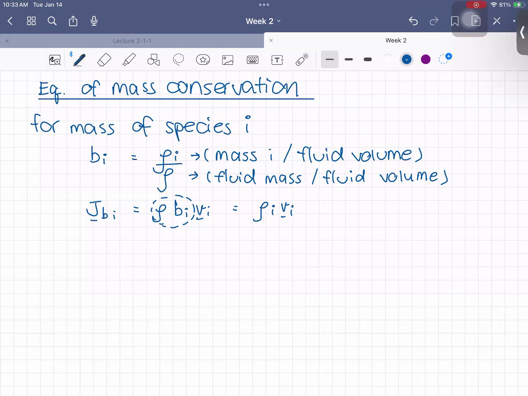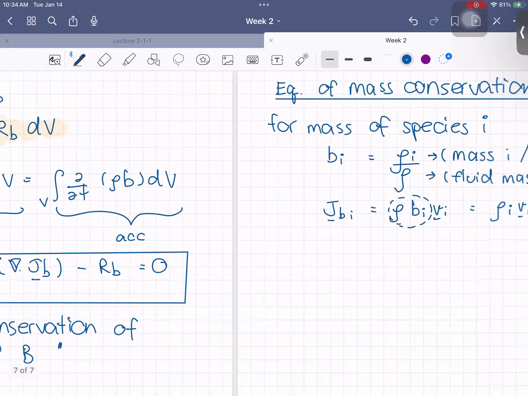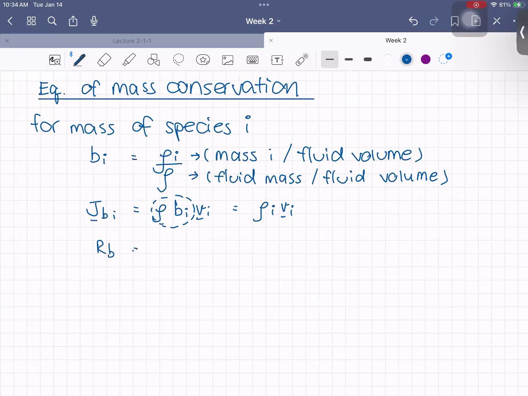Okay. Then we have in this equation RB, right, which is the generation term. So RB in this case will be, I'll use the small r. And if I write the unit for this, it will be the mass of species i divided by volume per time.